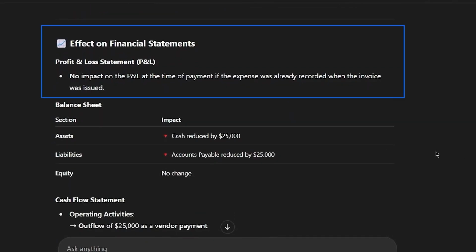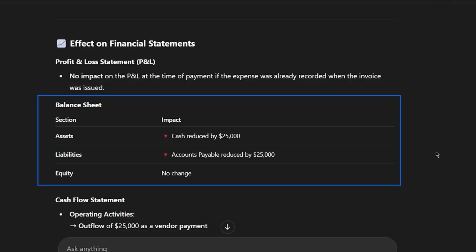On the profit and loss statement, ChatGPT confirms that there is no impact, assuming the expense was recognized when the invoice was originally entered. The payment itself does not trigger a new expense. It just settles what's already been accounted for. Looking at the balance sheet, ChatGPT notes that both assets and liabilities decrease by $25,000. Cash reduces as funds leave the business, and accounts payable is cleared. There is no change to equity or retained earnings in this step.